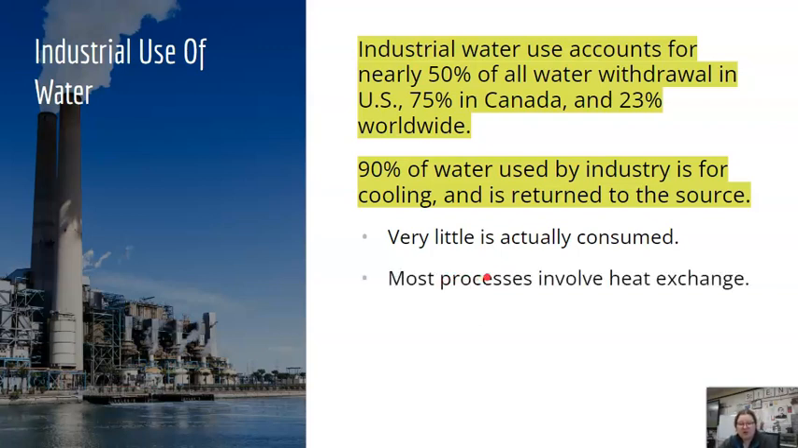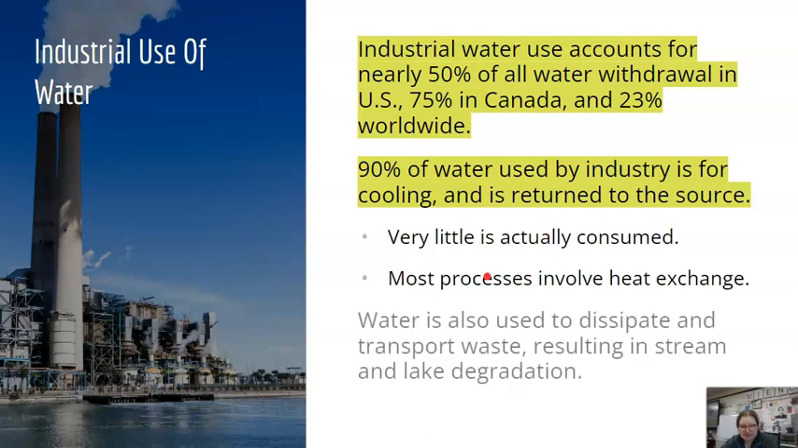Most processes involve that heat exchange, so the hot surface releases that energy of heat into the water, and the water takes it away. Water is also used to dissipate and transport waste, resulting in stream and lake degradation. This transporting of waste we talk about a lot with residential use, but it's also true for industrial use as well.